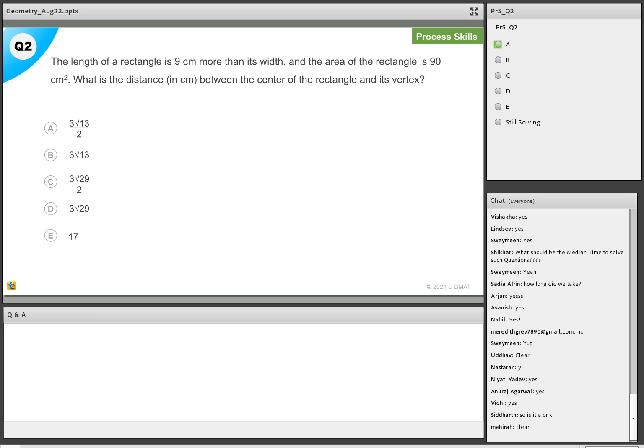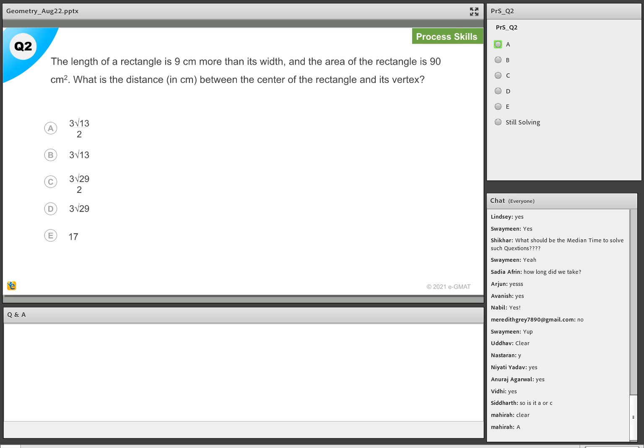All right. 15 more seconds for this question. I already see a lot of people have marked their answers. So let's take another 15 seconds to mark the answer for this one, please. Last 5 seconds.